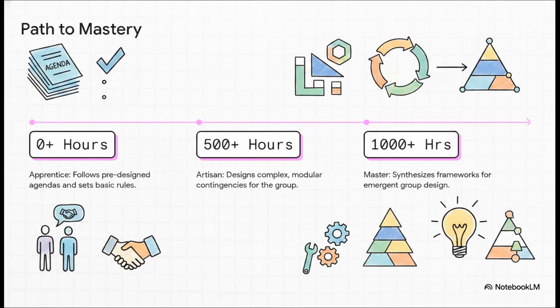Getting good at this definitely takes time and practice, and it follows a really clear developmental path. At 0 hours, an apprentice is going to rely heavily on pre-designed agendas and basic ground rules. But as you hit the artisan level, around 500 hours, you start building modular contingencies, and by the time you reach the master level at 1,000+ hours, you're synthesizing complex frameworks. You're using tools like Kolb's learning cycle and Bloom's taxonomy, which map out how adults actually process information, and that allows you to do emergent, real-time group design.